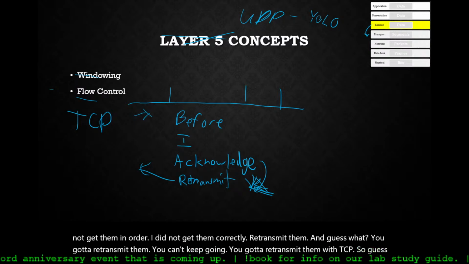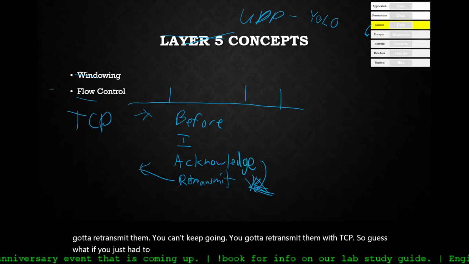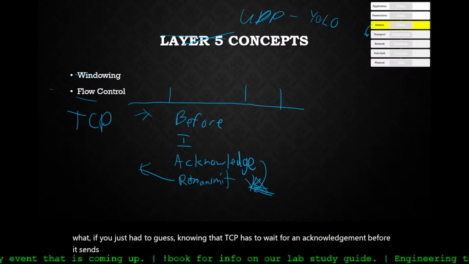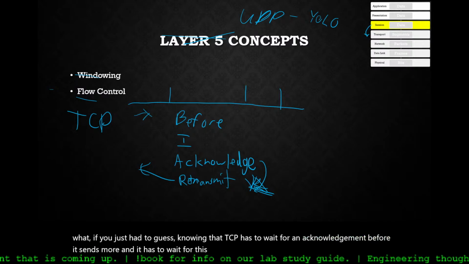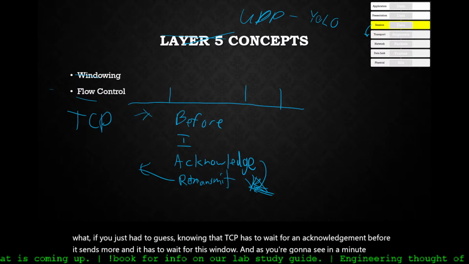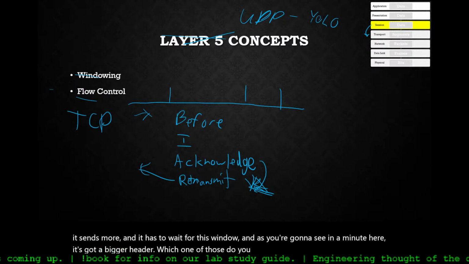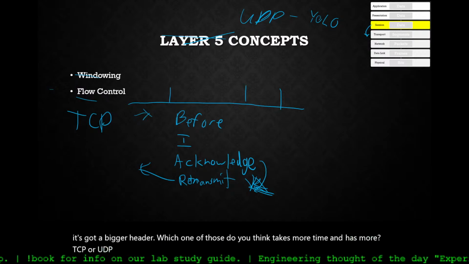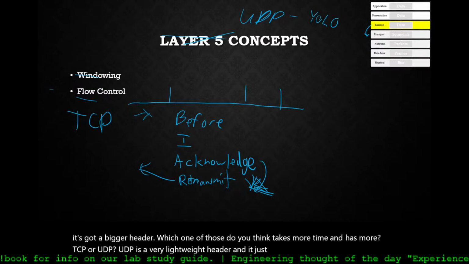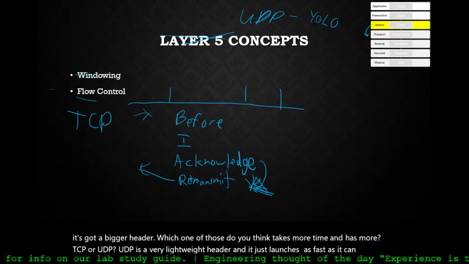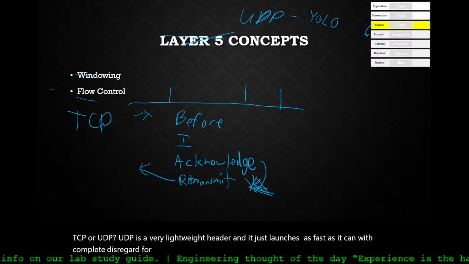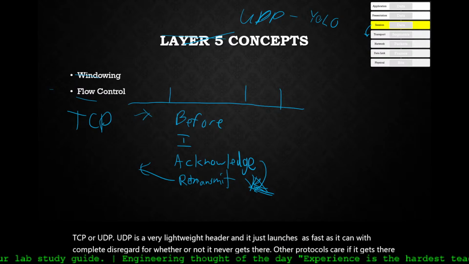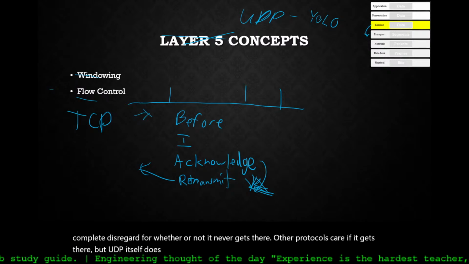So guess what? If you just had to guess, knowing that TCP has to wait for an acknowledgement before it sends more, and it has to wait for this window, and as you're going to see in a minute, it's got a bigger header, which one of those do you think takes more time and has more overhead, TCP or UDP? UDP is a very lightweight header, and it just launches it as fast as it can, with complete disregard for whether or not it ever gets there. Other protocols care if it gets there, but UDP itself does not. Which one of those do you think is faster?